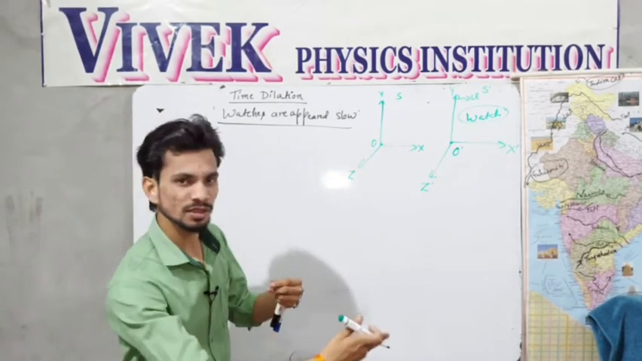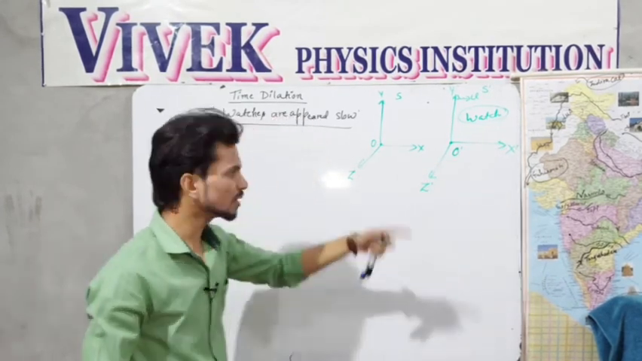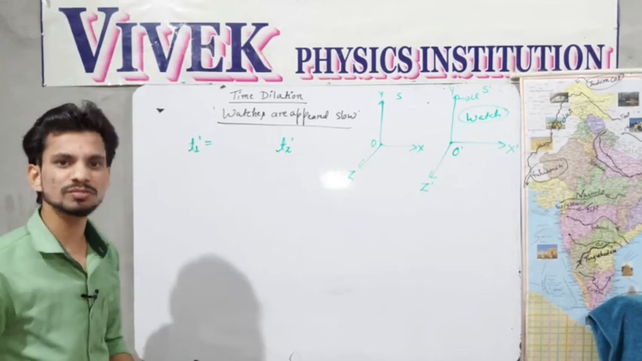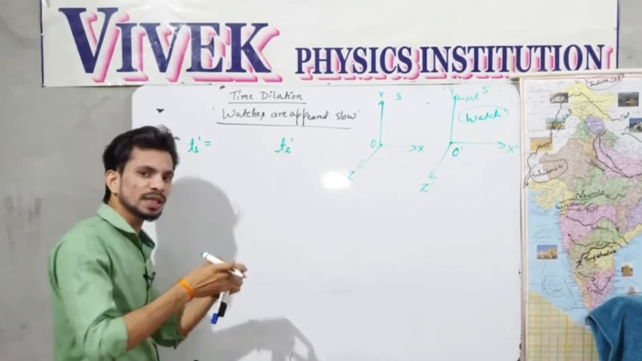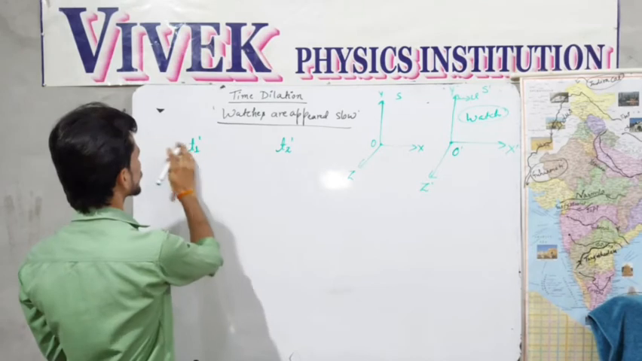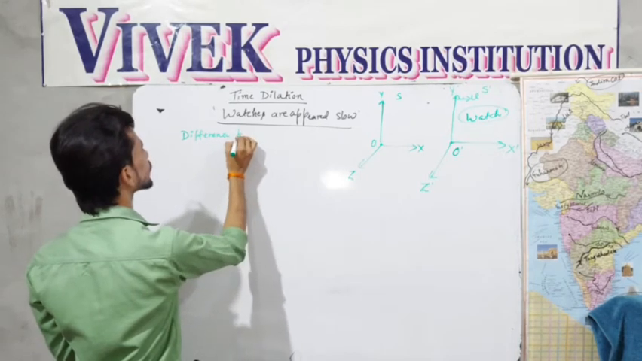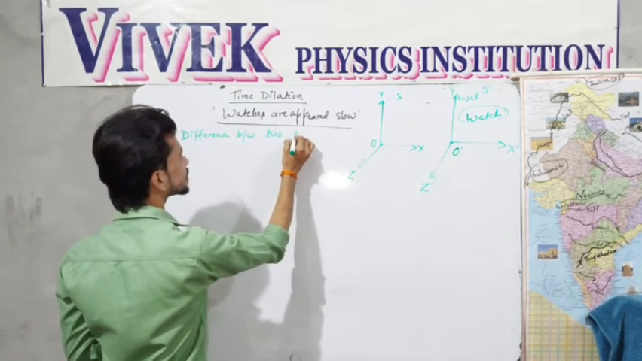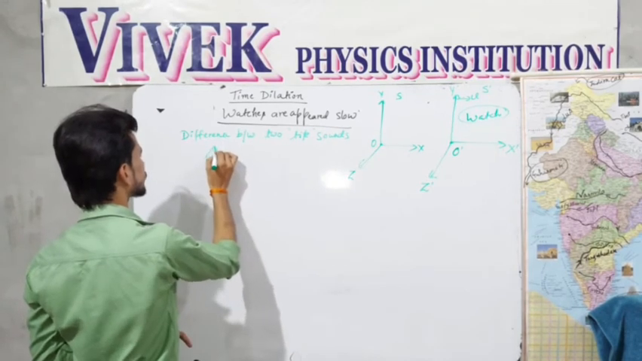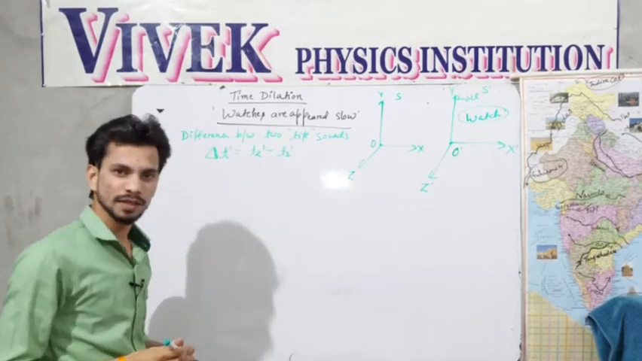And let's say just after this one tick sound the observer O dash hears another tick sound, and that will be at, let's say, t2 dash instant of time. Now the difference between these two tick sounds will be t2 dash minus t1 dash. So the difference between the tick sounds will be delta t dash. This will be t2 dash minus t1 dash.